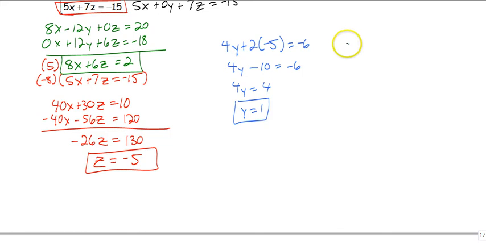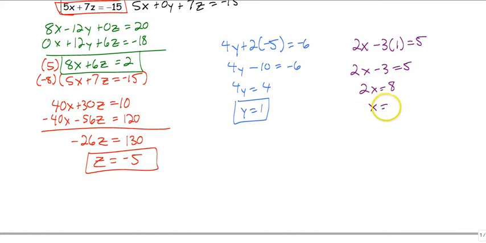The last one we'll do, well, we can use either x or y. Actually, I'll just use the first one now. 2x minus 3y. And we know what y is now. 2x minus 3 equals 5. 2x equals 8, so x equals 4. Alright, so we got 4, 1, negative 5 is our final answer. And we are done with that one.